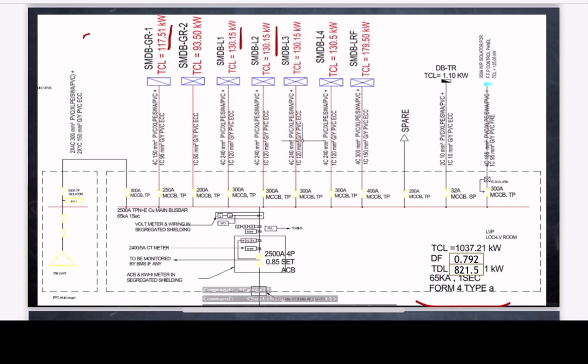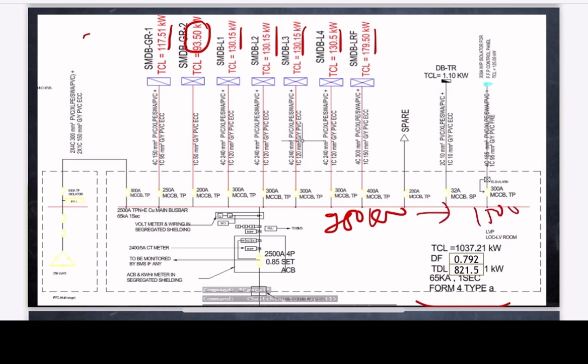This SMDB also has 100 kilowatt. Most of all the SMDBs have 100 kilowatt except this SMDB. So why are we not choosing the transformer rating based on the second case, that is, for 950 kilowatt connected load we have to go for 1500 kVA?